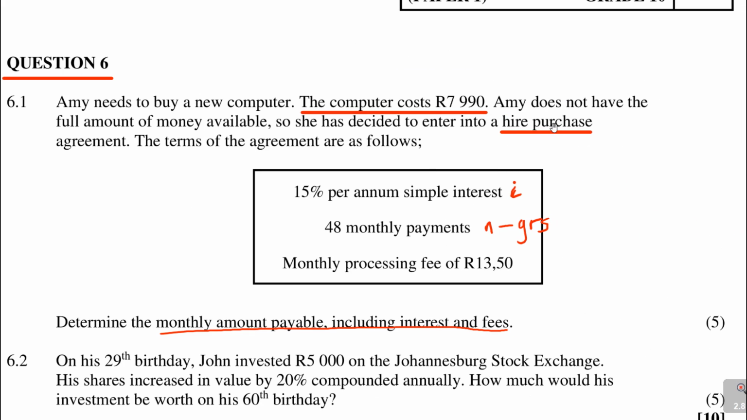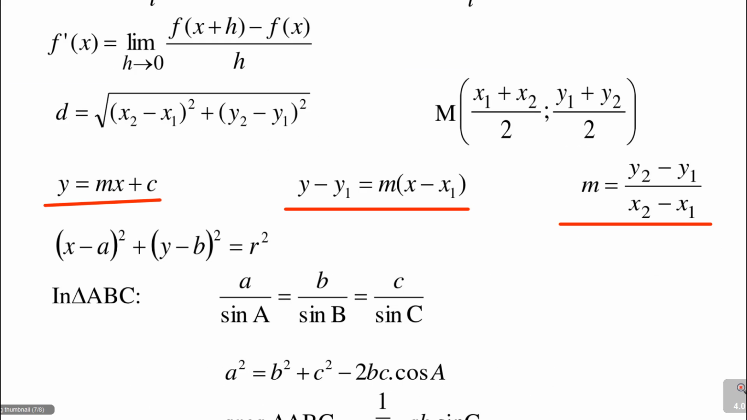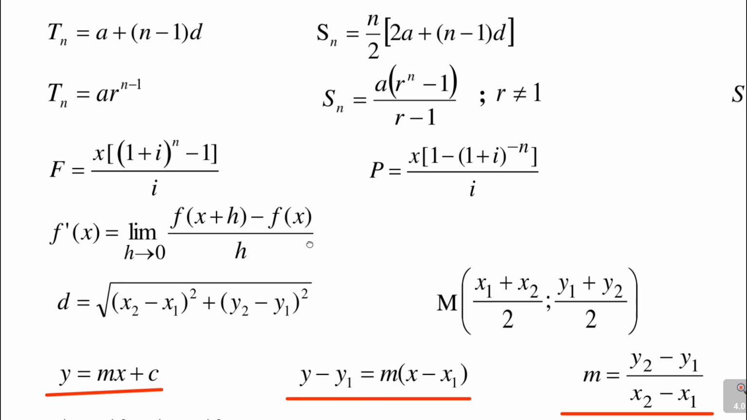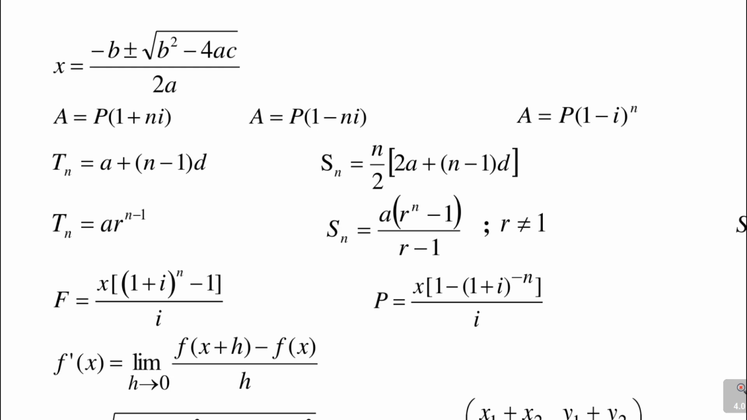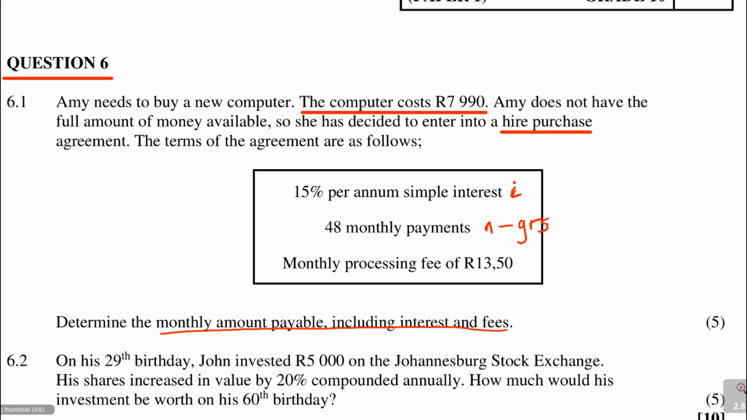When you're looking at hire purchase, let's come to the formulas, because once they give the formulas, they'll give us everything. This is the formula for hire purchase. Hire purchase is simple interest. Okay, so A is P bracket 1 plus NI. So let's use that formula here.